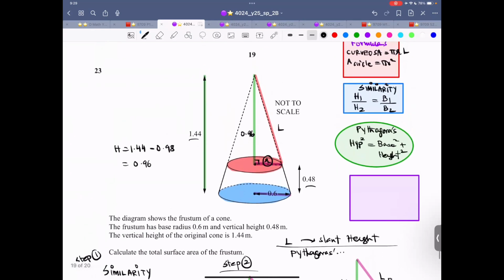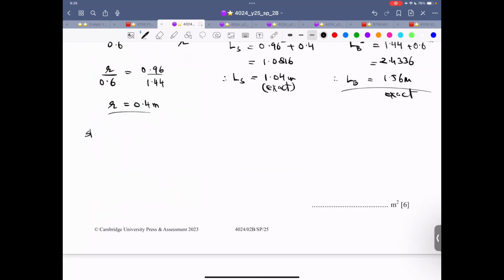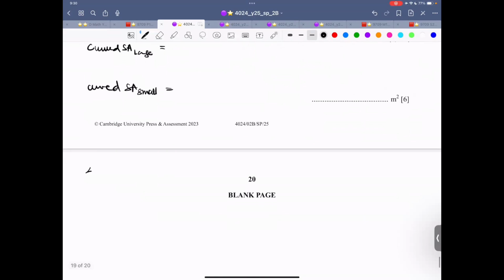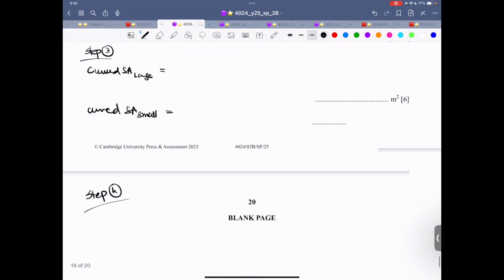Now, what do we need? We need to calculate the curved surface area for the large cone and the curved surface area for the small cone. The subtraction will give me the surface area. So step 3, that is curved surface area for large cone, curved surface area for small cone. The difference will be the curved surface area of the frustum. And then you have to add a few things. So there is also a step 4.